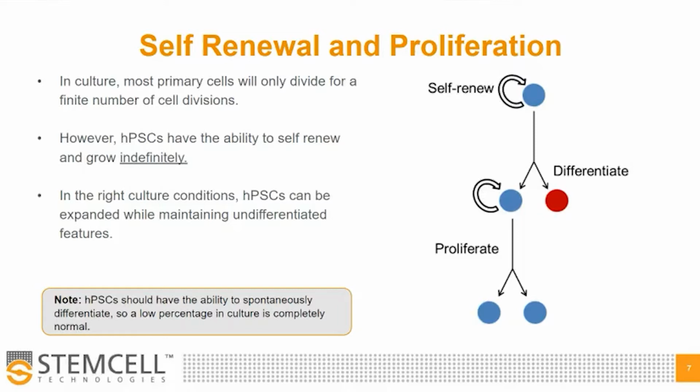Being pluripotent, hPSCs can inherently differentiate. So upon cell division, the progeny may either be a copy of the parent hPSC or a differentiated cell. Therefore, in culture, even when the correct pluripotency factors are available in the media, it is normal to have a low percentage, anywhere from about less than 10 to 15% of spontaneously differentiated cells present. If the percentage increases far beyond this, the researcher should be concerned about the quality of the culture.